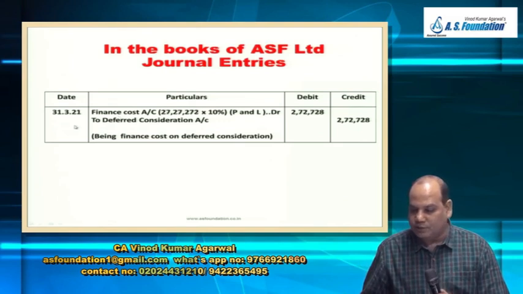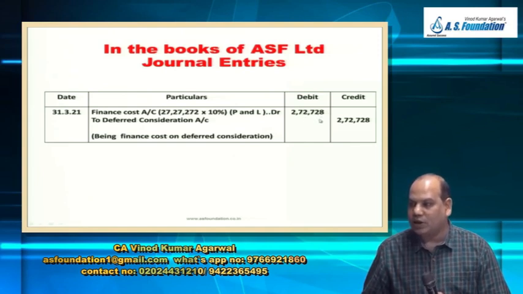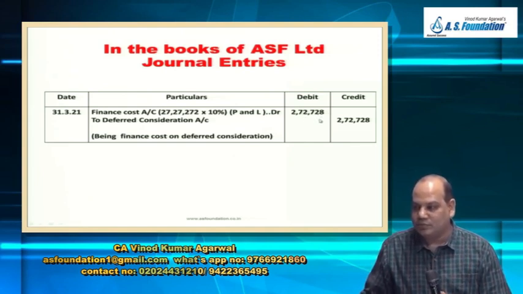Now come to 31st March 2021. What is the opening balance now? 27,272. But you should write such an amount. The total should become 30 lakh after this entry. Yes or no? Total should become 30 lakh after this entry.